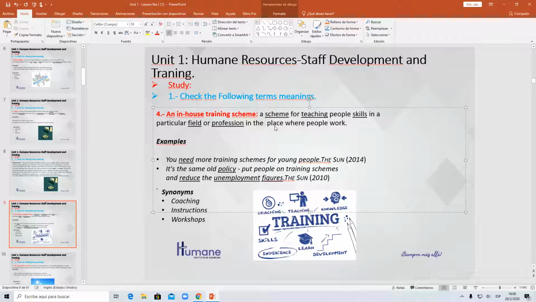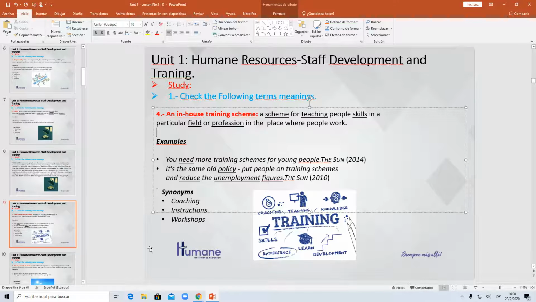You need more training schemes for young people. Okay, so the Sun wrote this sentence in 2014: It's the same old policy. Put people on training schemes and reduce unemployment figures. The Sun is a very important newspaper in the UK. Synonyms for this expression could be coaching, instruction, or workshops. It's like training, like going to a specific place where you're going to be taught about the content and you can develop some other skills. And the expression is an in-house training scheme. Okay?